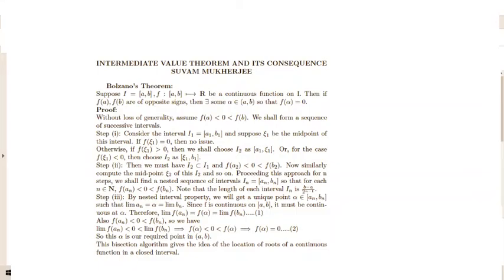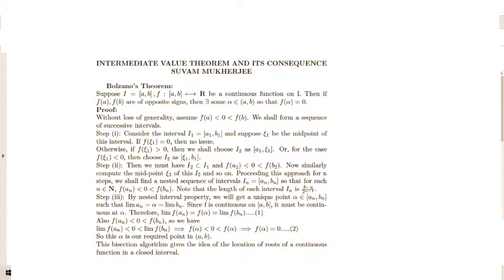Hello friends, in this video I will try to explain a very useful result, that is the intermediate value theorem, and a few other consequences of this result. Initially I will state an important algorithm known as the bisection method, which is a very useful tool for computer programming to find a solution of an equation f(x) equals 0, where f is a continuous function.